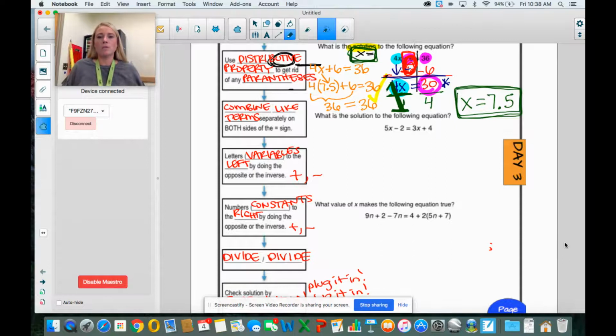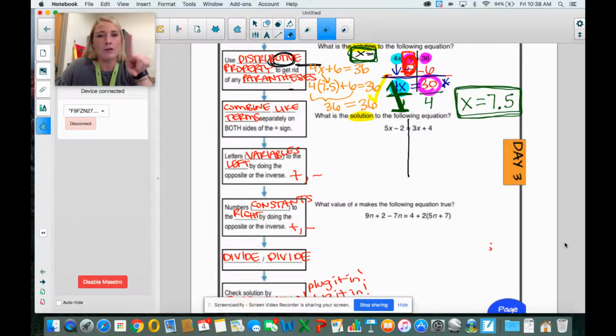It says, what is the solution to the following equation? Again, they're asking for the solution to the equation. They want you to find the value of x alone. We want to get x all by itself. So we're going to go through these steps. Again, the first thing I do is draw a line directly down the middle. Then I've got 5x minus 2 equals 3x plus 4.